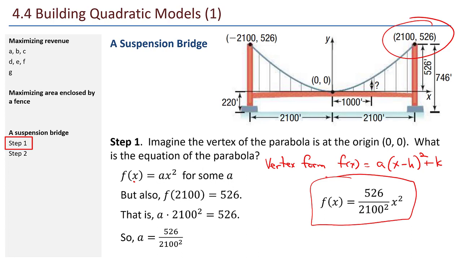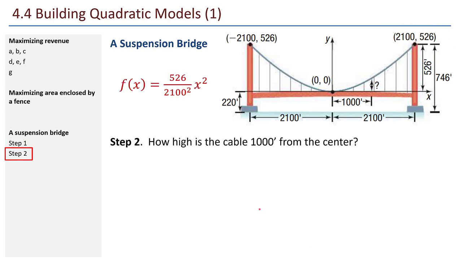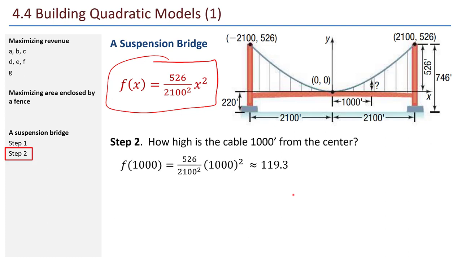Now let's use that formula to figure out some more information. How high is the cable 1,000 feet from the center? Well, I have my formula here. All I need to do is plug in 1,000 for x. So f of 1,000 is 526 over 2,100 squared times 1,000 squared, and it turns out that that answer is 119.3, and that's feet. So when you are 1,000 feet from the center of the bridge and you look up, that cable above you is 119.3 feet high.